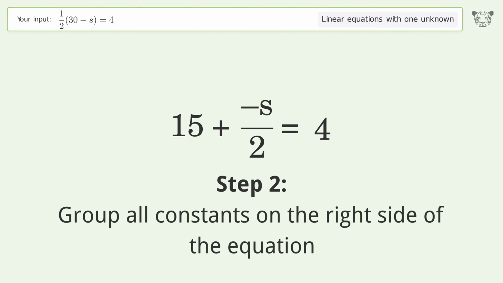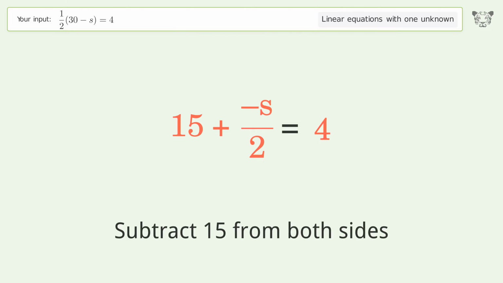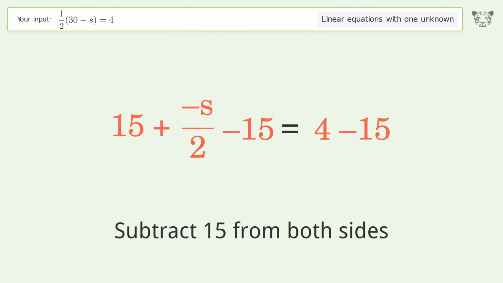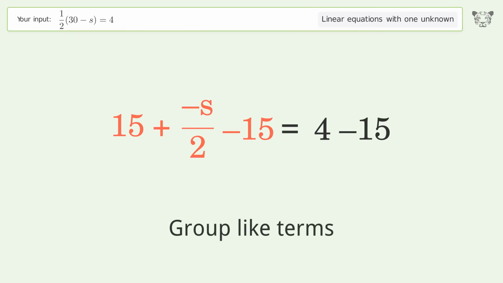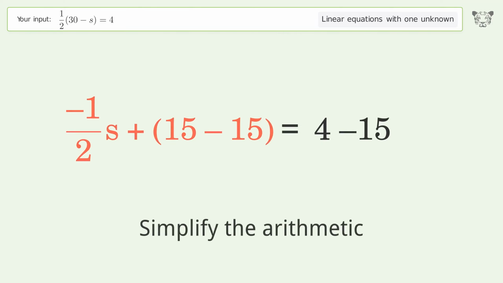Group all constants on the right side of the equation. Subtract 15 from both sides. Group like terms. Simplify the arithmetic.